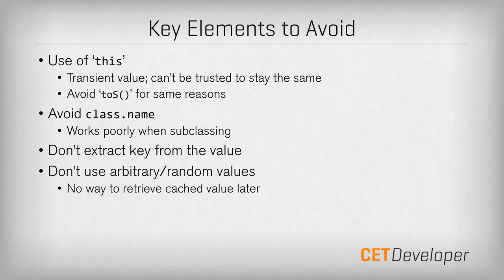Also, don't use any random or arbitrary values. So don't use randi or GUID to generate a caching key, simply because if a value truly is random, then there's no way to get that value back again. You can't reproduce that same caching key, which means you're just going to get a cache miss every time.